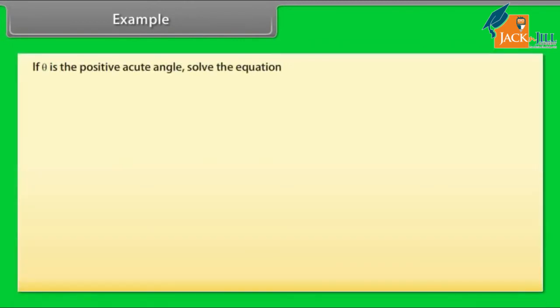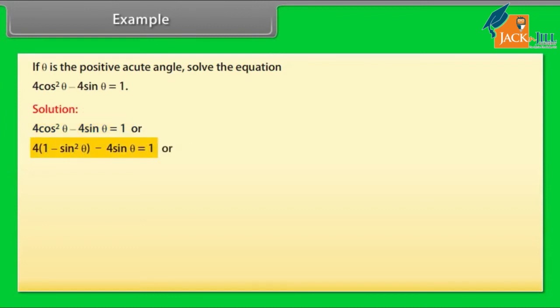Example. If θ is the positive acute angle, solve the equation 4cos²θ - 4sin θ = 1. Solution. 4cos²θ - 4sin θ = 1, or 4(1 - sin²θ) - 4sin θ = 1, or 4sin²θ + 4sin θ - 3 = 0, which is a quadratic in sin θ.